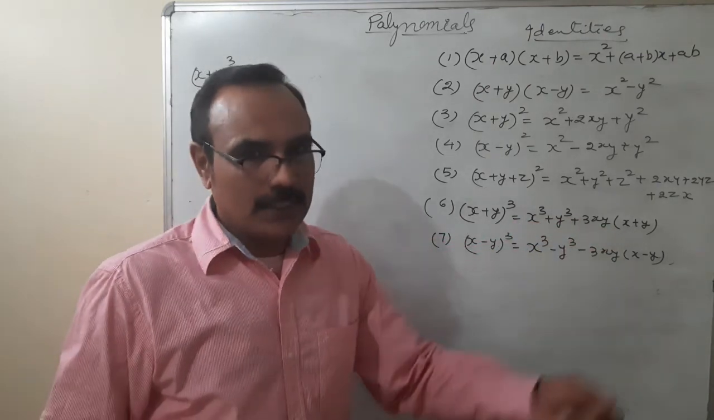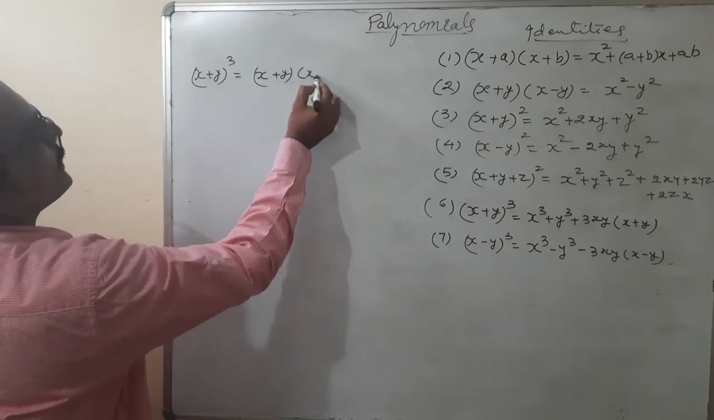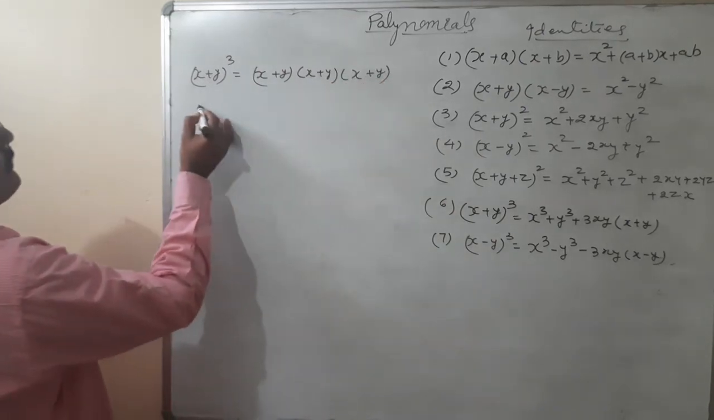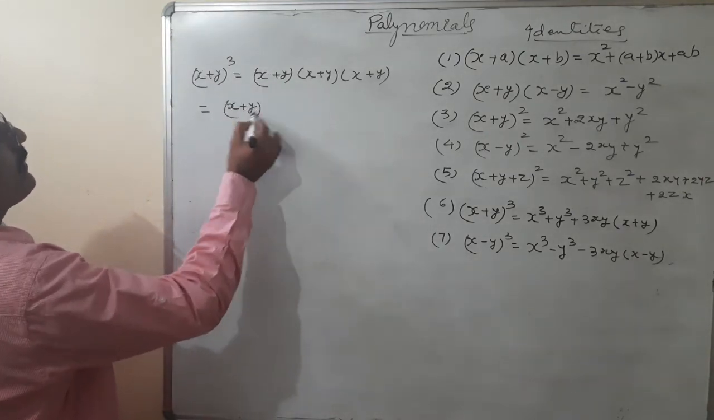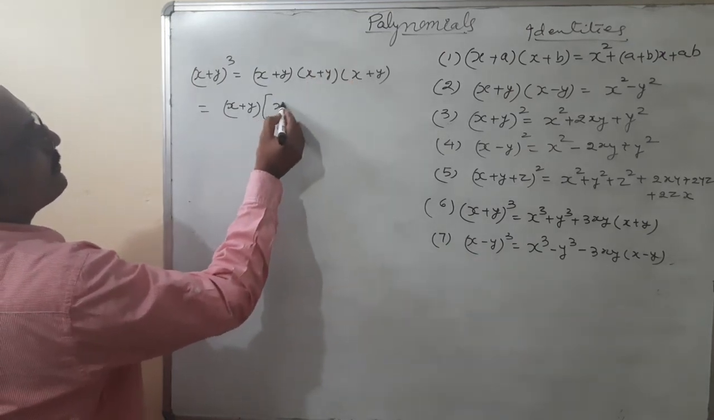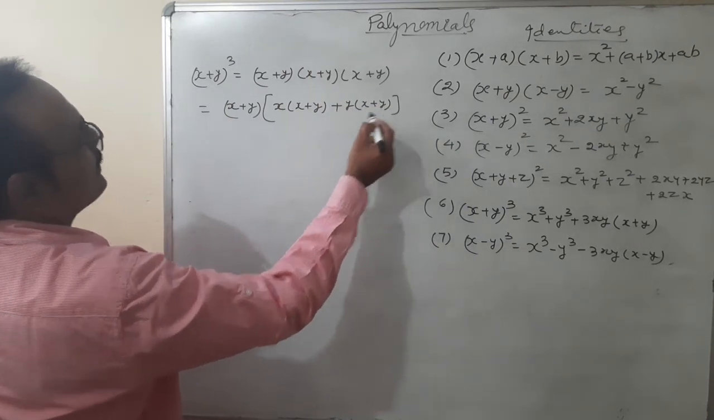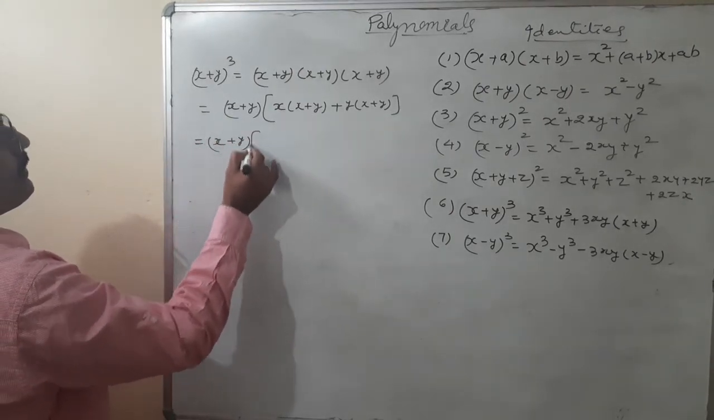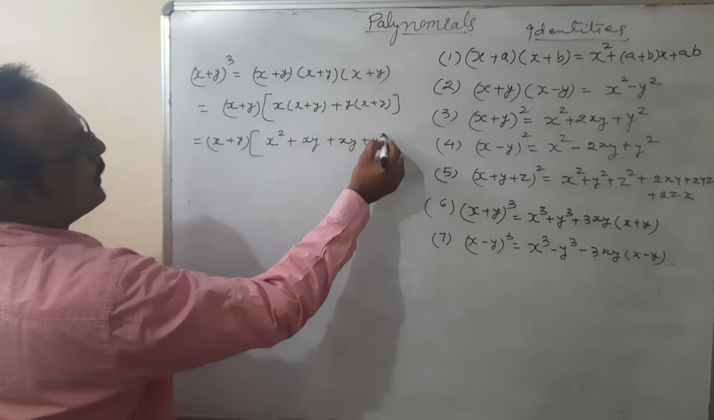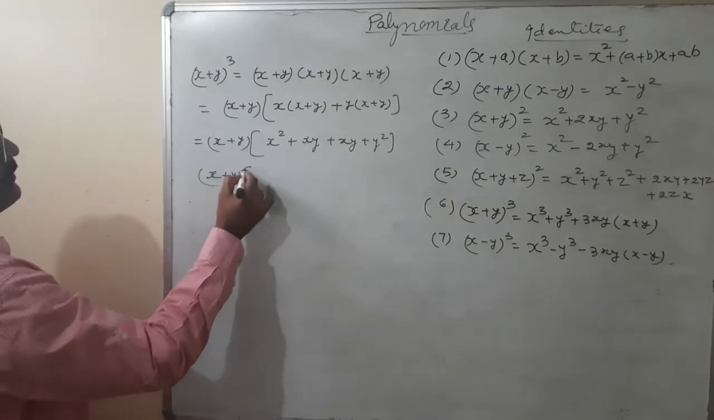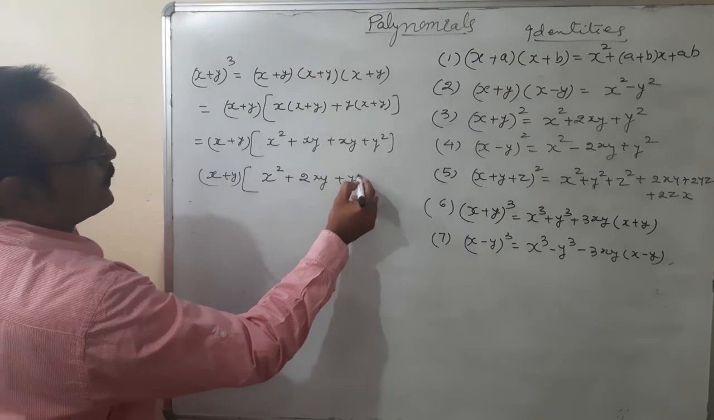How is this result coming? Let me tell you, x plus y whole cube means it is x plus y, and of course the third is also x plus y. We are multiplying all three brackets one by one. First x plus y remains as it is, and these two brackets I am multiplying: x multiplied by x plus y, plus y multiplied by x plus y. So it is coming x plus y, x square plus xy plus xy and plus y square. X plus y, after that x square plus 2xy plus y square.